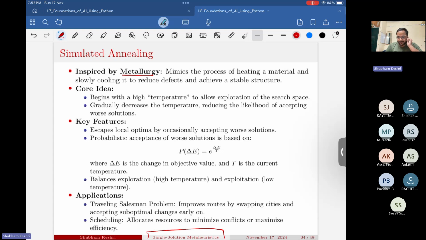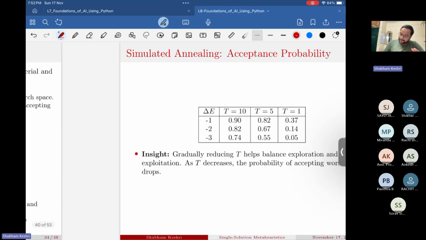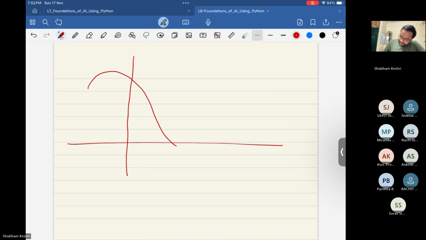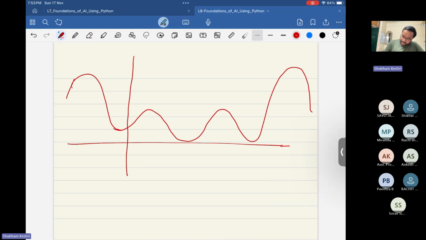Any response? Okay. So this is all what I have written over here. I will not read all those things, I'll just use sketches to explain. Suppose this is my landscape, and what I'm doing is maximizing. Just a minute, I'll create a landscape which has good variations. So this is the global maxima.